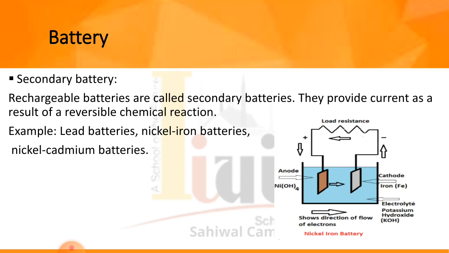The electrolyte used is potassium hydroxide. This is basically the chemical that makes the flow of current easy. And at the top we have a load resistance that is basically kept between components of an electric circuit to make the flow of current easier and more pure.